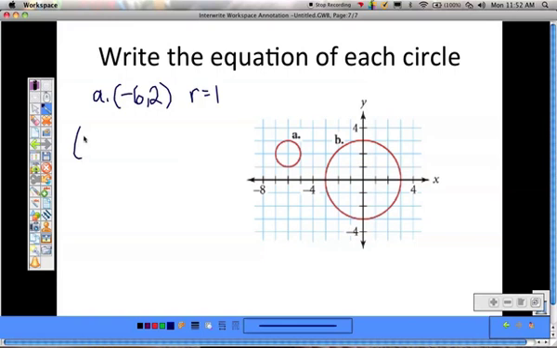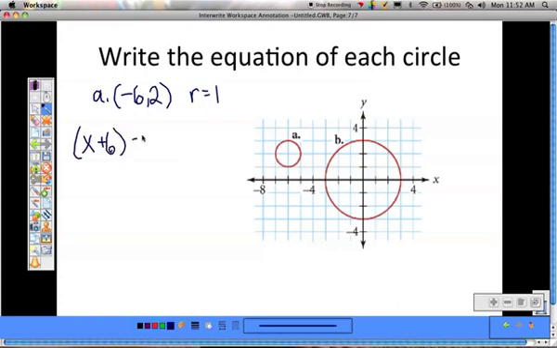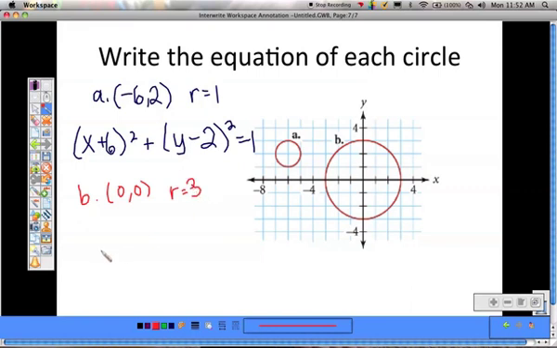So let's plug that in. So we're going to do x and do the opposite of negative 6, so x plus 6 squared. And then remember, y is on the same side as x, so we do the opposite of 2, y minus 2 squared equals 1 squared, which is just 1. Let's go B. The center is 0, 0. The radius is 3. So we're just going to have x squared plus y squared equals 9, because 3 squared is 9.